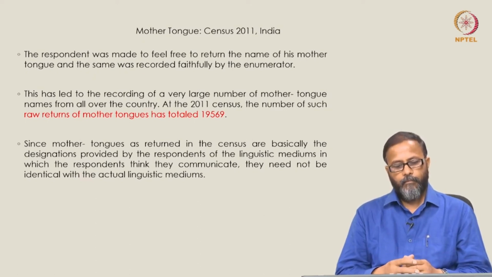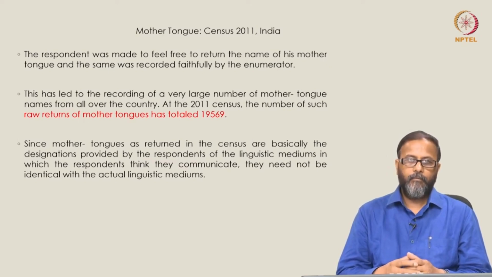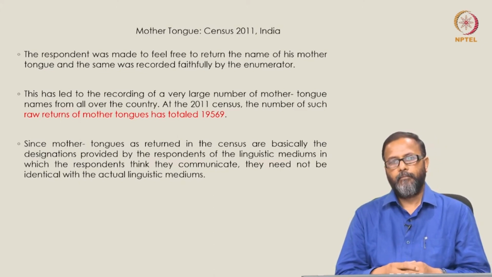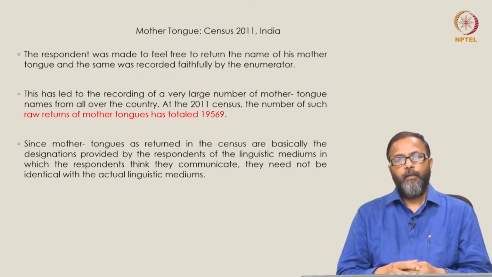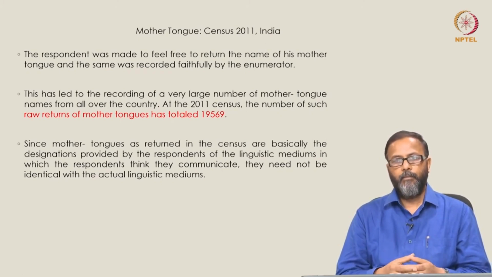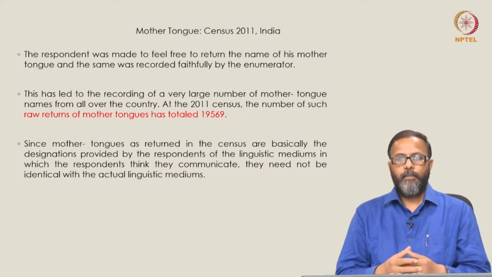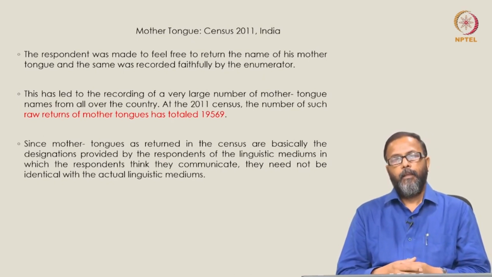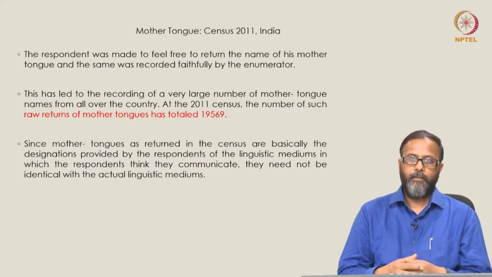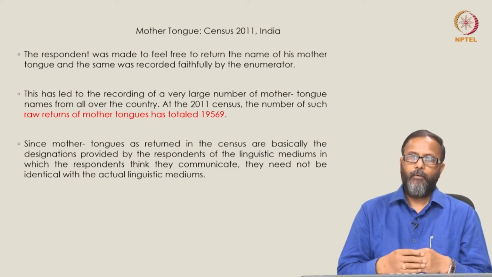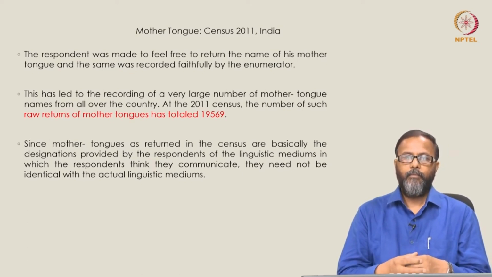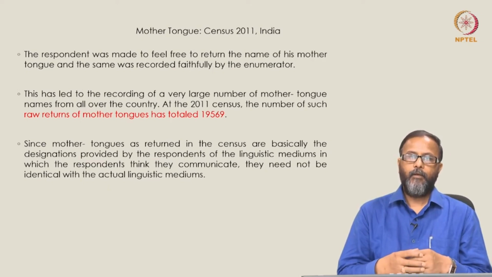The respondents were made free to return the name of their mother tongue, and the same was recorded faithfully by the enumerators. And enumerators were given a specific instruction not to be judgmental. They are given instructions anyway in each of the surveys not to be judgmental, not to correct the designations or the names returned by the respondent, not to suggest any name. So, objectively and faithfully, they only record the designations or the names given by respondents to the response of question number 10 of the household schedule, and these are collected as raw returns.